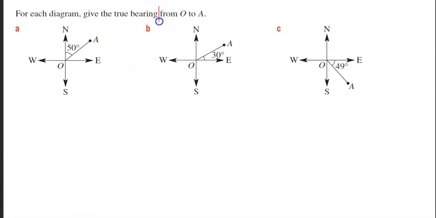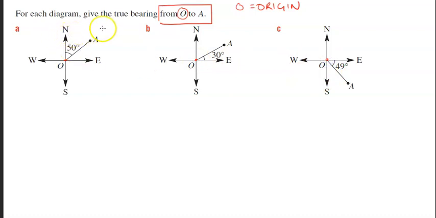But for now, for each diagram, we're going to give the true bearing from O to A. Now, this O just means origin. It didn't specify in the diagram above, but when we're talking about a true bearing, we're always coming from due north, but we always have to have some origin, some starting point, which is always going to be in the middle of the compass, no matter what type of question you get.